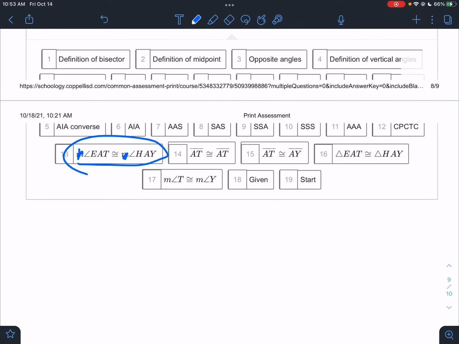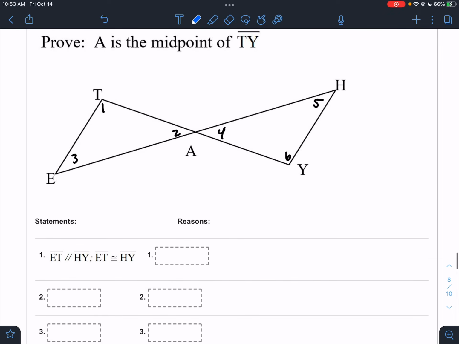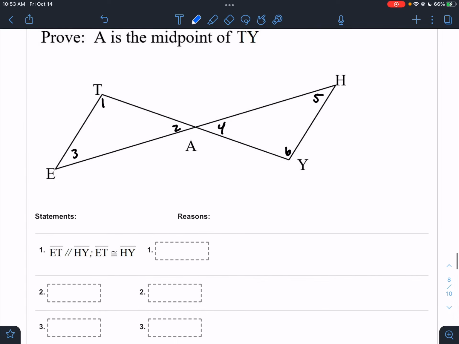Doesn't matter. Not a big deal. But angle EAT, that's angle 2 in my picture. So keep that in mind. So let's write the proof.